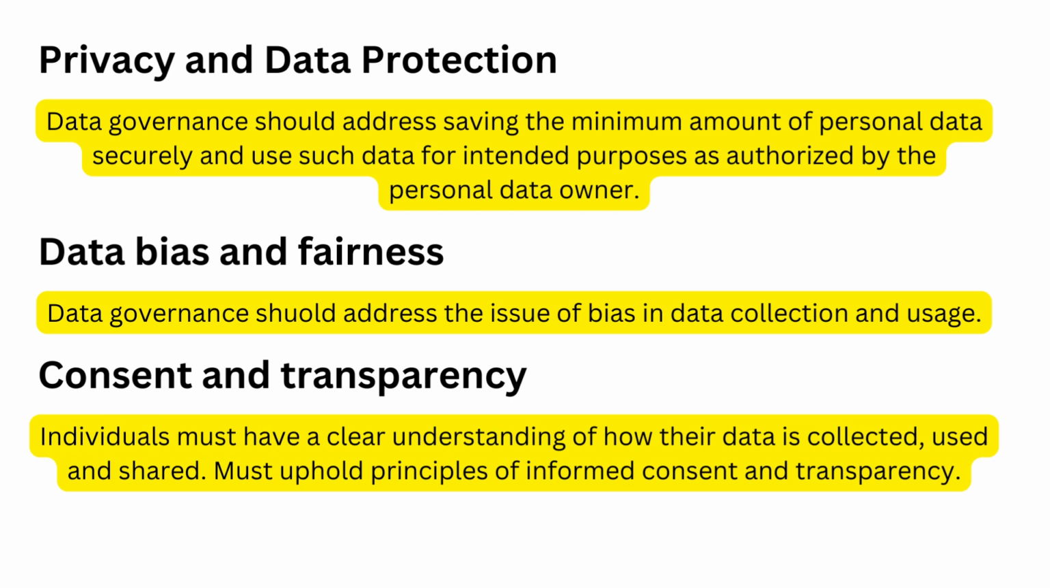The third example is consent and transparency. Data governance should uphold principles of informed consent and transparency. Individuals should have a clear understanding of how their data is collected, how it is used, and how the data is shared. The data governance practices should include mechanisms for obtaining consent, providing clear privacy notices that are understandable and readable, and enabling individuals to access and manage their data.